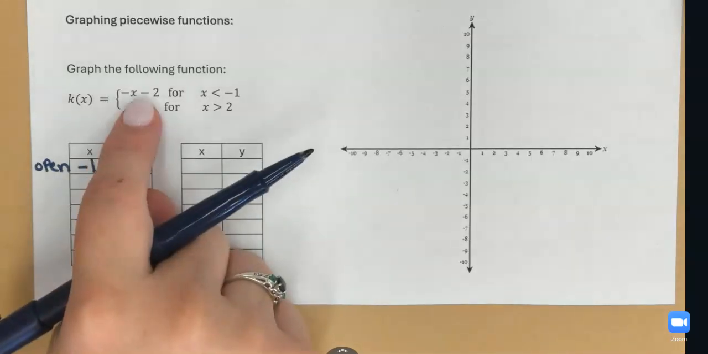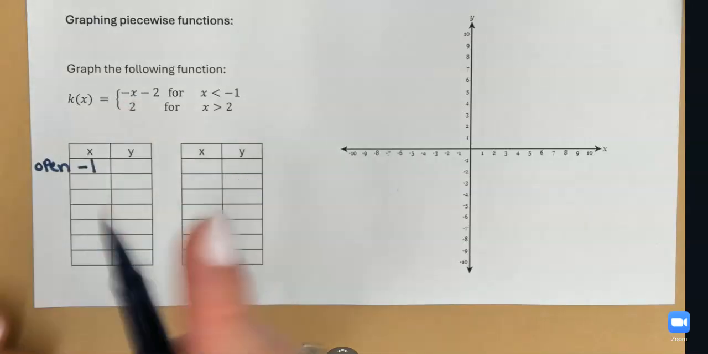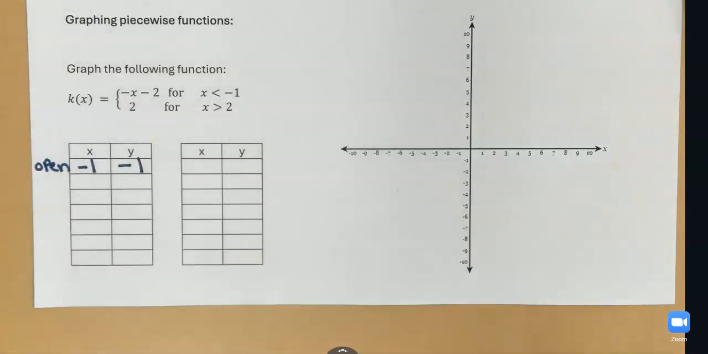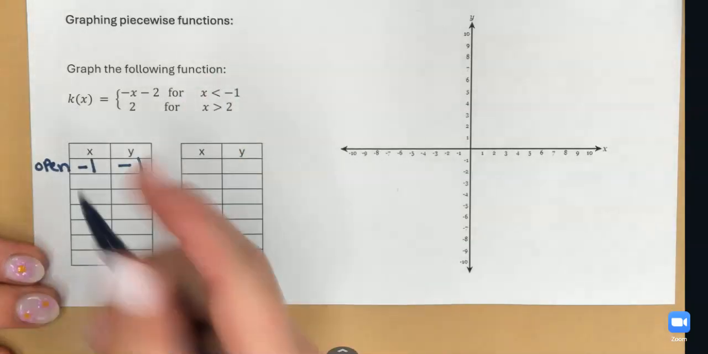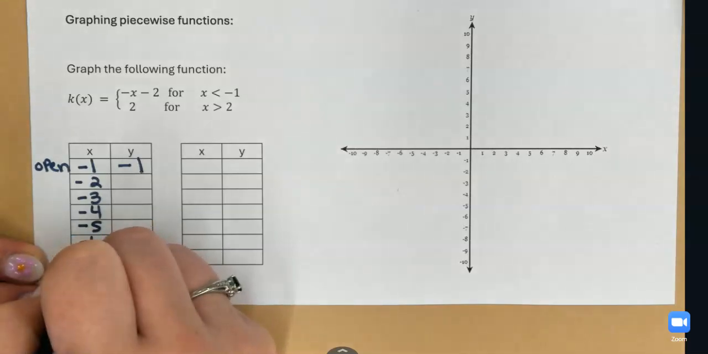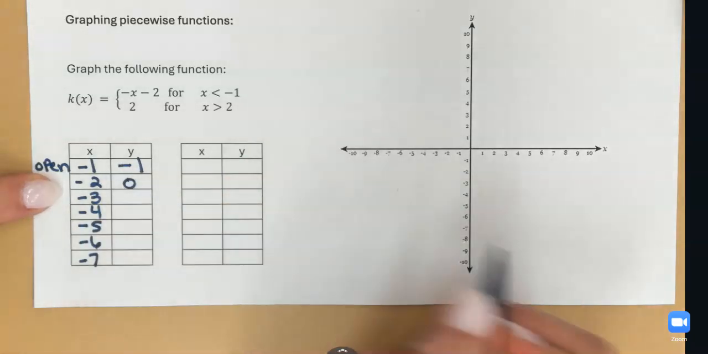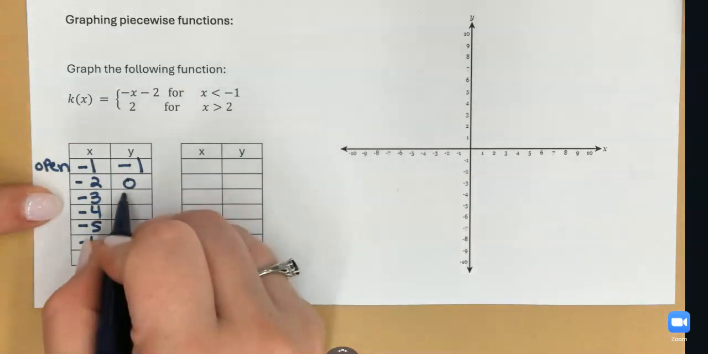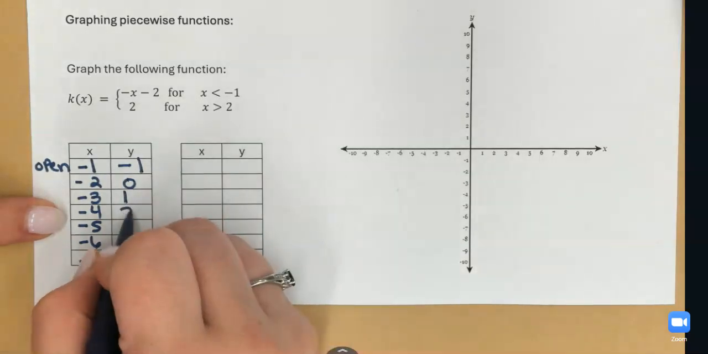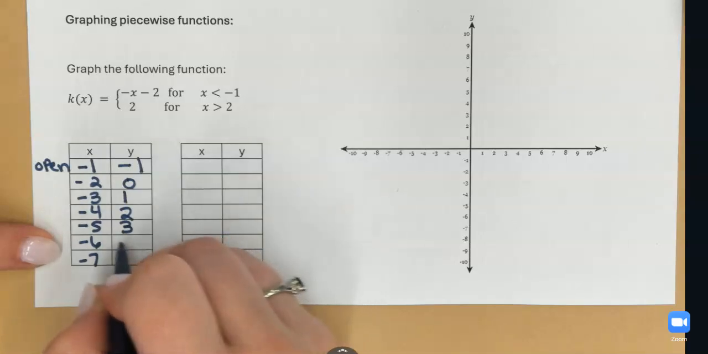But if I were to plug that in here, negative of -1 becomes +1. 1 minus 2 is -1. So that's going to be an open circle on my graph. From there, I can put in any numbers less than -1, like -2, -3, and so on. If I plug in -2 here, I get 0 as an output. If I plug in -3, I get 1. -4 is 2. -5's output is 3. -6 output is 4.